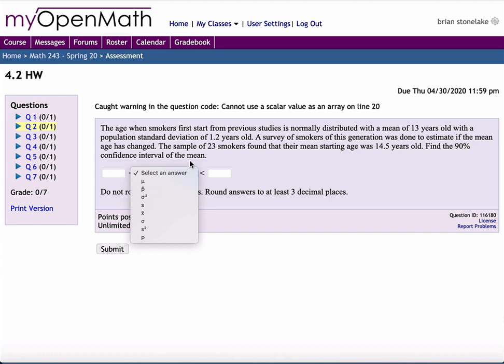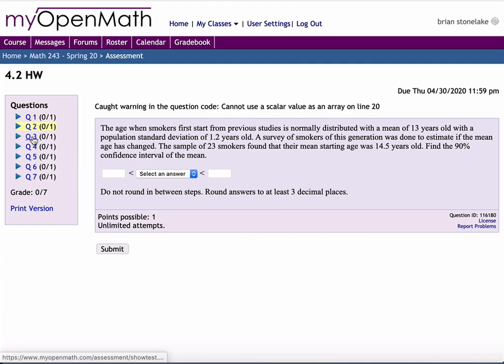So I'm just telling you to choose mu here and then put your numbers here and here. Looks like this time they want you to round to three decimal places. And you can ignore this part about do not round in between steps because the way you're doing these with your calculator functions, I don't even think there'd be a chance for you to round things. So nothing for you to worry about there.